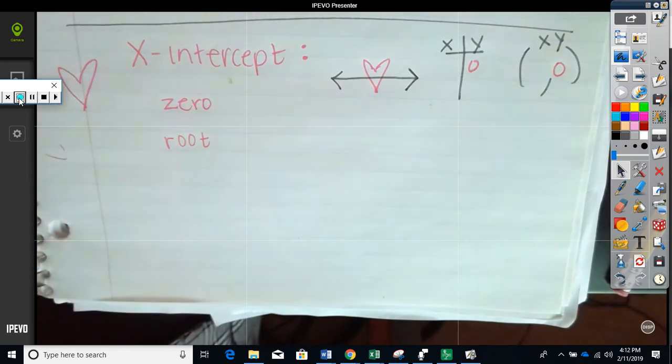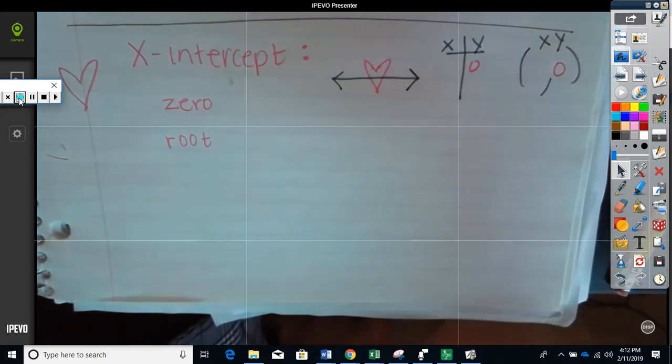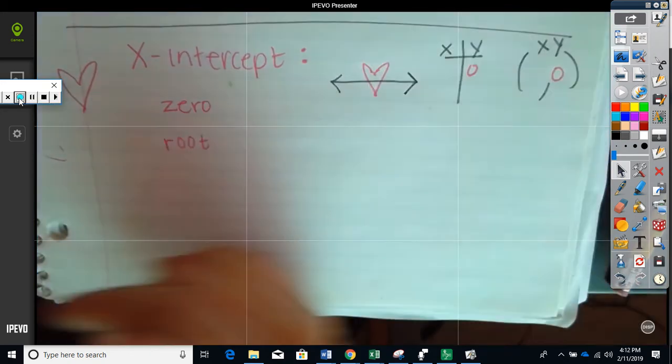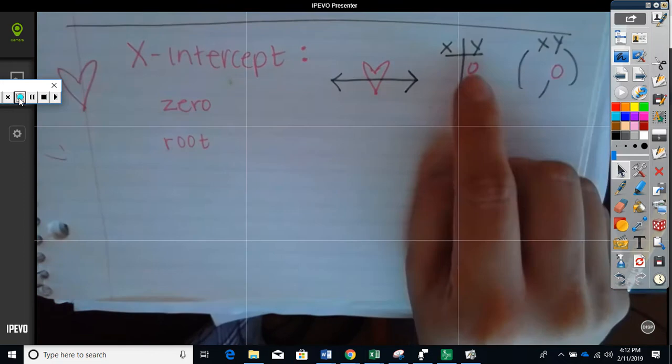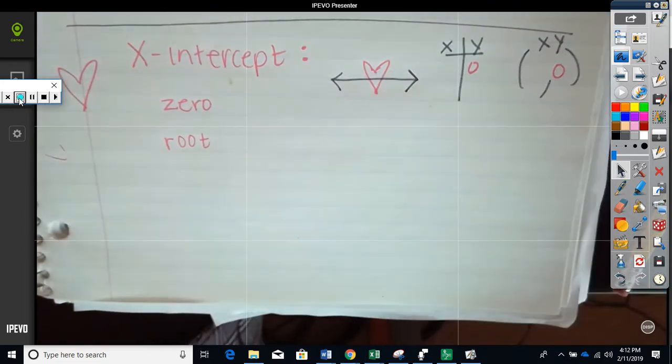All right. That's the Y. That's the X-intercept. X-intercept is on the which one? The horizontal. The X-axis. The Y is zero. Always, always, always. So get out the one that's your example.